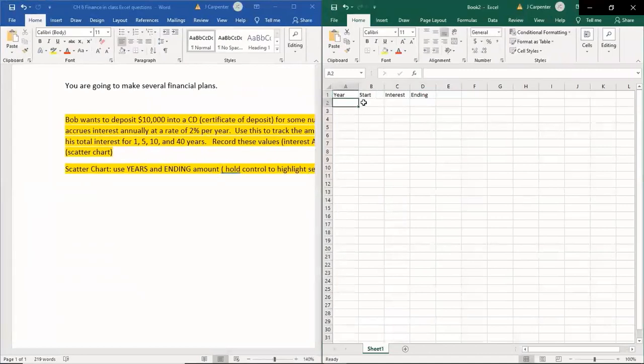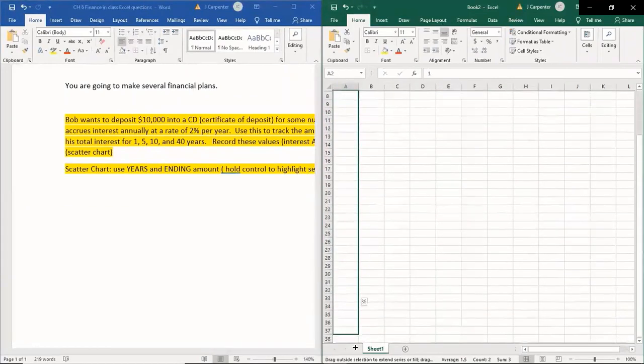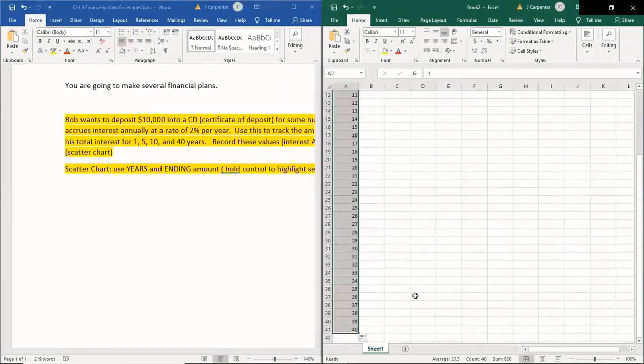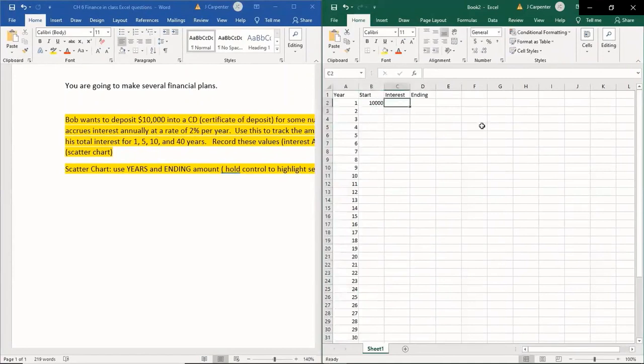And we're going to go all the way up to 40 years. So I don't want to type 1 through 40. I'm just going to type years 1 and 2, highlight both, then click the fill handle and go down to row 41. And that gives me 40 years. Wow, that was easy. The starting amount, that was the $10,000. So let's go $10,000. Then the interest, and let's format that as currency.